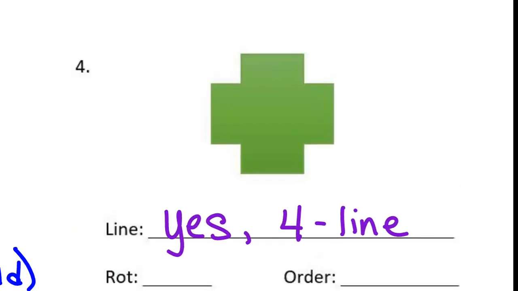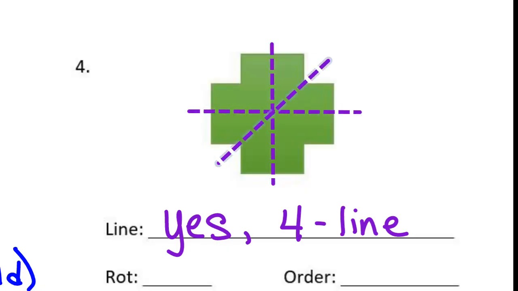line symmetry. We can go vertically. We can go horizontally. We can go diagonally this way. And we can go diagonally this way.